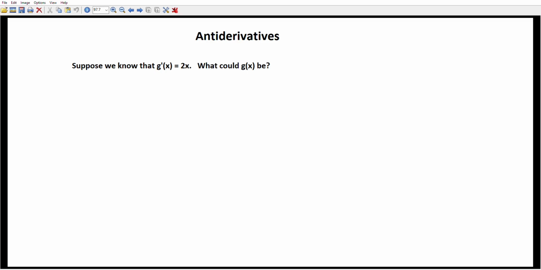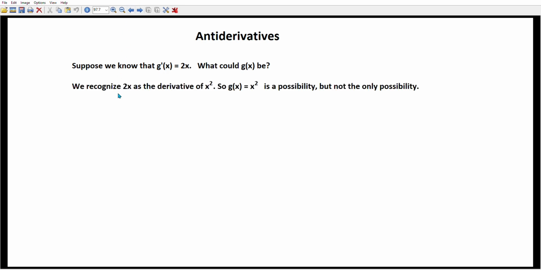Today we are going to be discussing the process of antidifferentiation, which is essentially reversing the differentiation process. So what we're looking for are antiderivatives. Those are things that have particular functions as their derivatives. So suppose we know that g prime is 2x. What could g of x be?